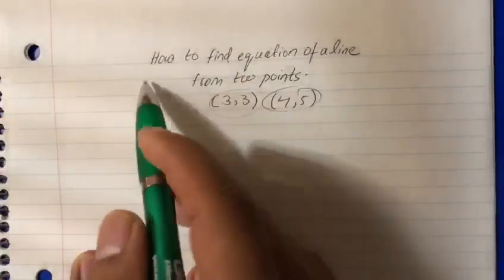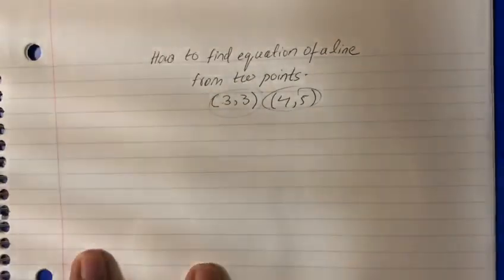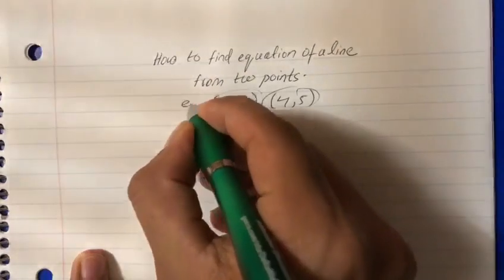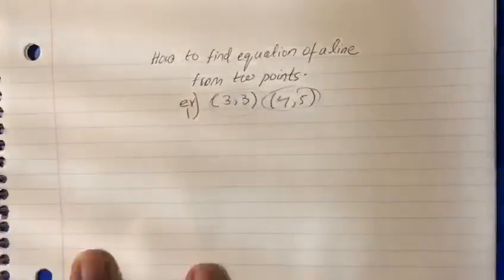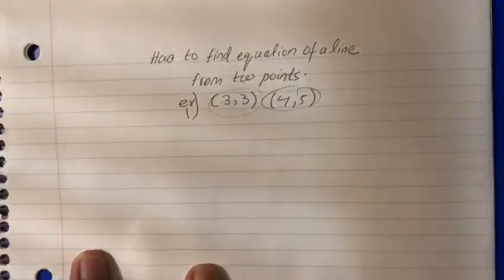Today we're going to be talking about how to find the equation of a line from two points. For our first example, number 1, we're going to take (3, 3) as one point and (4, 5) as the other point.